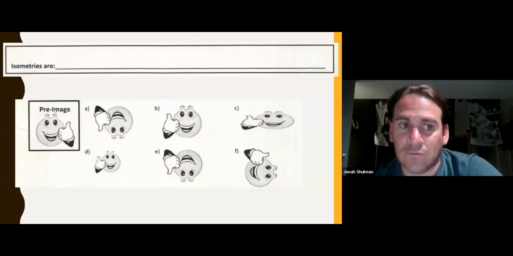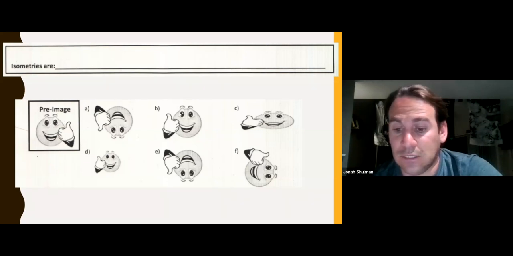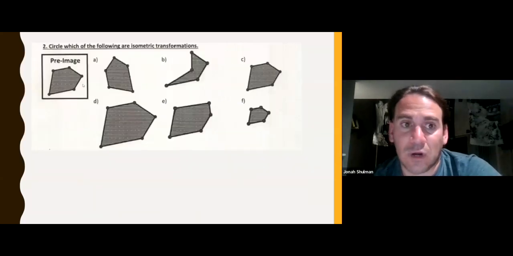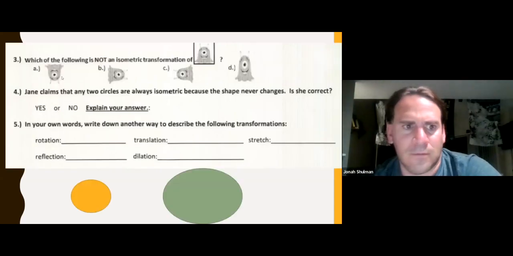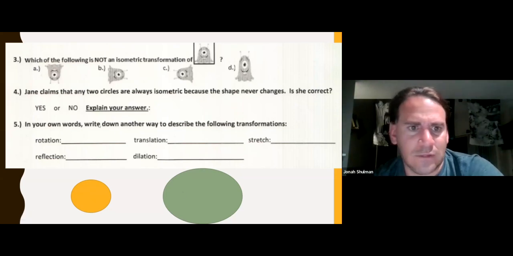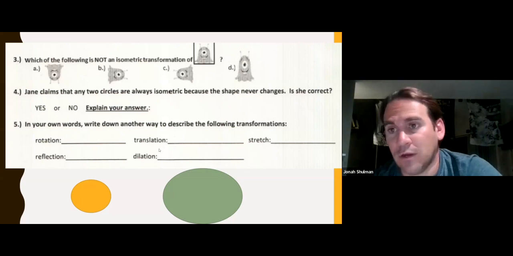The first math they do is just this smiley face, and they have to see which one is the exact same picture. How many of these are the same? Then the next thing they do is the same process, but with a pre-image of a geometric shape. Then the students have to figure out which one is not an isometric transformation. We've got two circles, and then in their own words, they have to write the word transformation. So again, vocabulary is very big here.